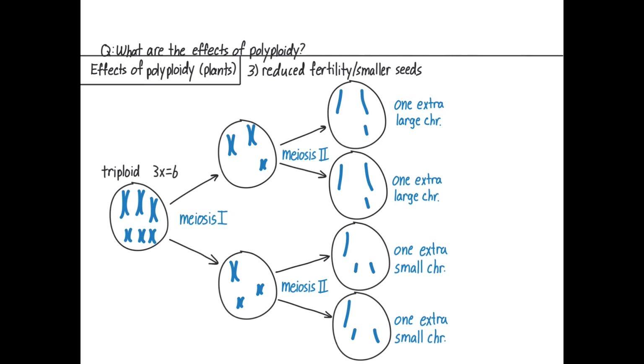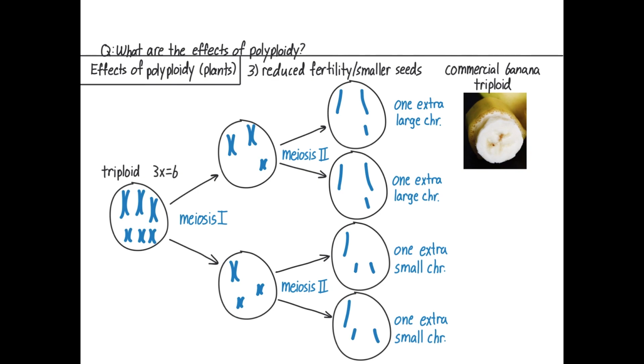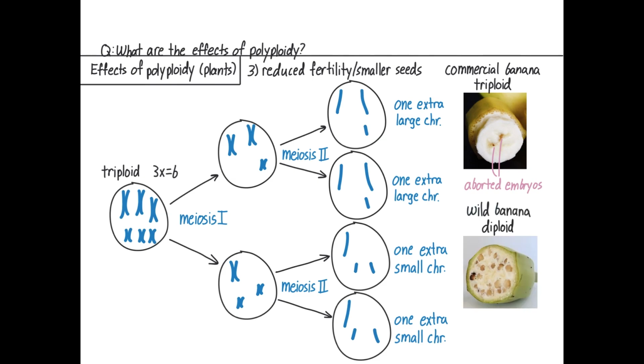This reduced fertility can be beneficial if you're a human who doesn't like seeds in their fruit. As we saw before, the triploid banana has aborted embryos within the fruit, compared to the large and less palatable wild bananas, which have large seeds.